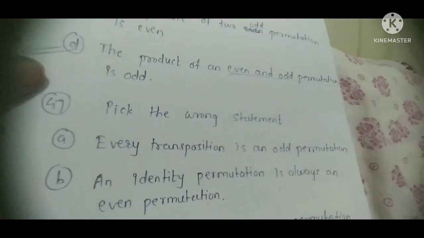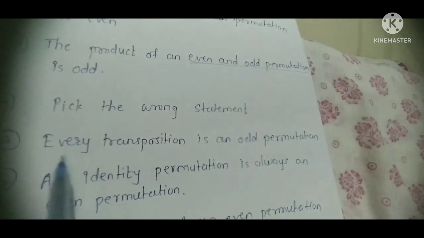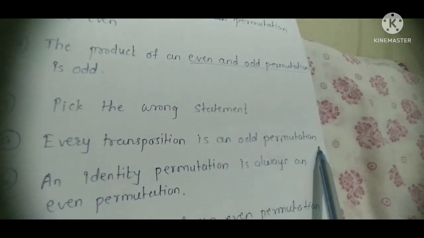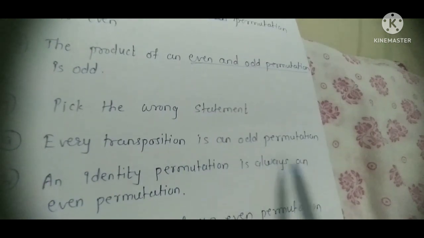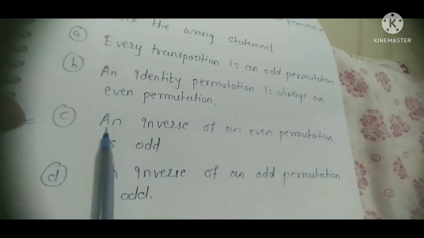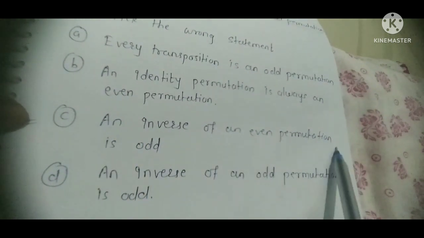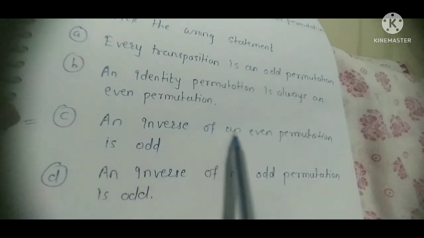Next MCQ: pick the wrong statement. Every transposition is an odd permutation. Yes, it is a true statement. And the identity permutation is always an even permutation. This is also a true statement. Option C: the inverse of an even permutation is odd. Yes, so it is a wrong statement.